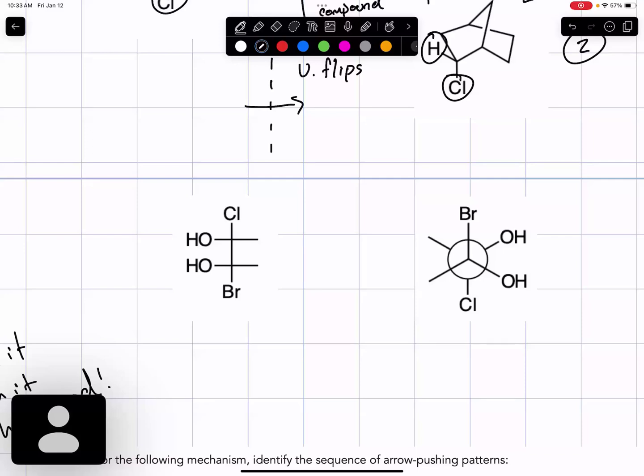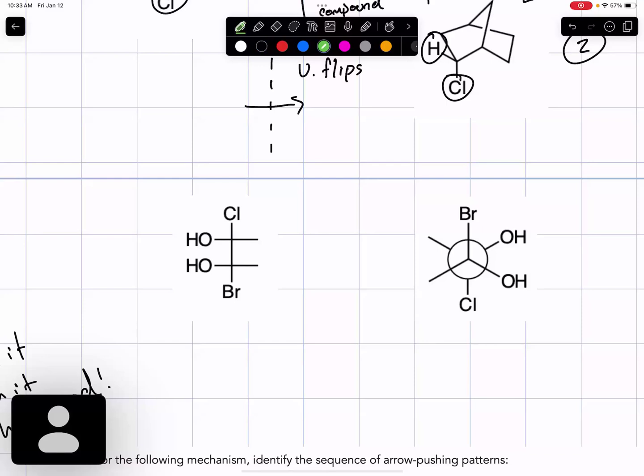We could draw the Fisher projection as a Newman. You don't have to. If you feel more comfortable that way, be my guest. I honestly don't feel that comfortable drawing Fisher projections as Newmans. Also, we can just go back to assigning. When in doubt, you can always assign.